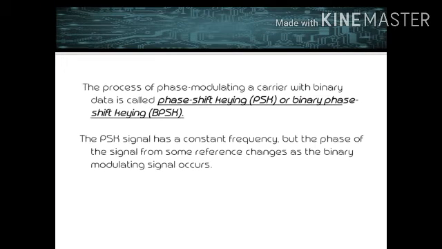The process of phase modulating a carrier with binary data is called phase shift keying or PSK, or binary phase shift keying or BPSK. The PSK signal has a constant frequency, but the phase of the signal from some reference changes as the binary modulating signal occurs. The important thing to remember is that no frequency variation occurs.